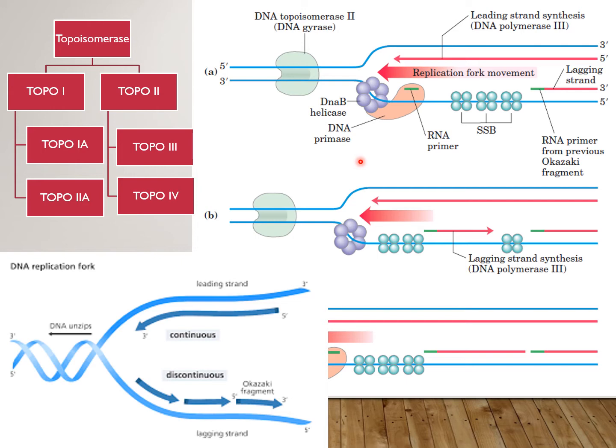Now, in the elongation phase, the actual DNA synthesis begins. The primer which has been synthesized by DNA primase on both strands, that is the leading strand as well as the lagging strand, is elongated by DNA polymerase 3. The leading strand is synthesized from 5' to 3' direction continuously, whereas the lagging strand is synthesized in a discontinuous fashion in the form of Okazaki fragments.